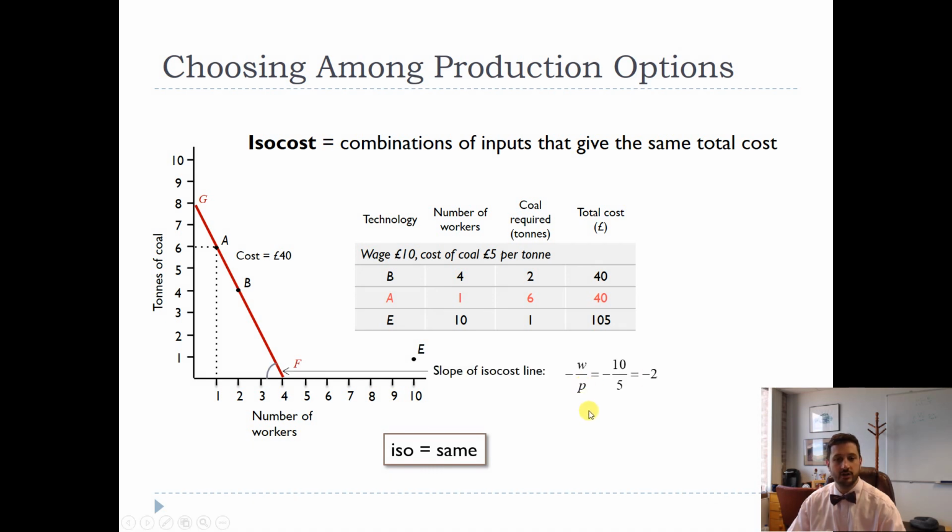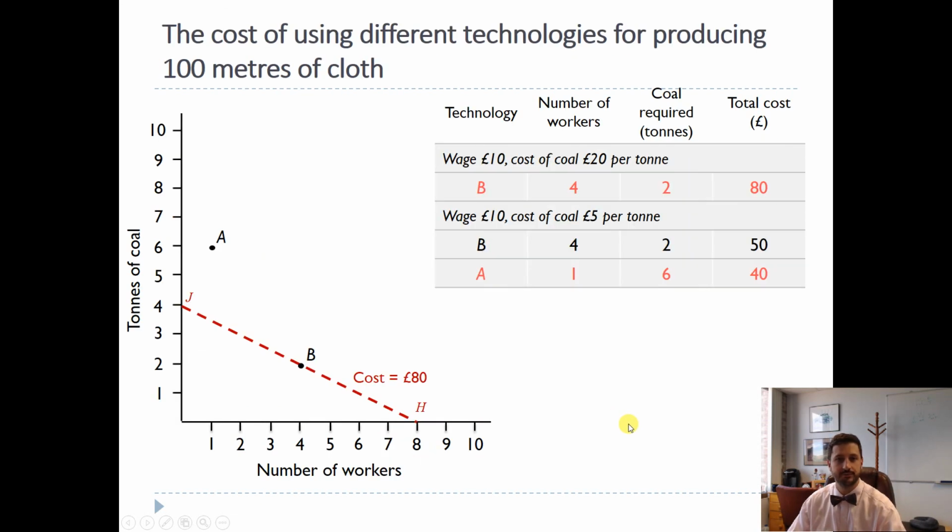And now you see our slope is minus 10 over 5. It's minus 2. It's much steeper in this case than the slope was before. So we can draw those curves. We can see that when the cost of coal changes, our isocost curve changes and our lowest cost alternative changes.